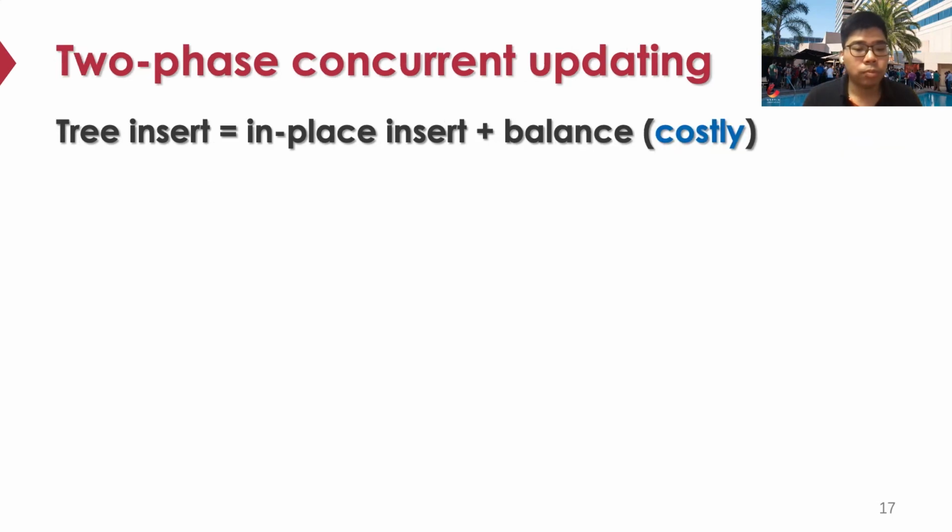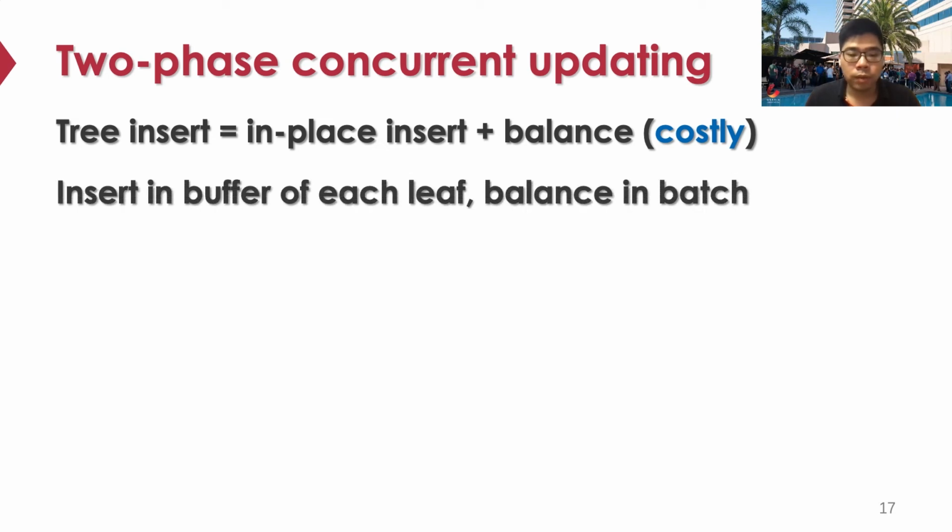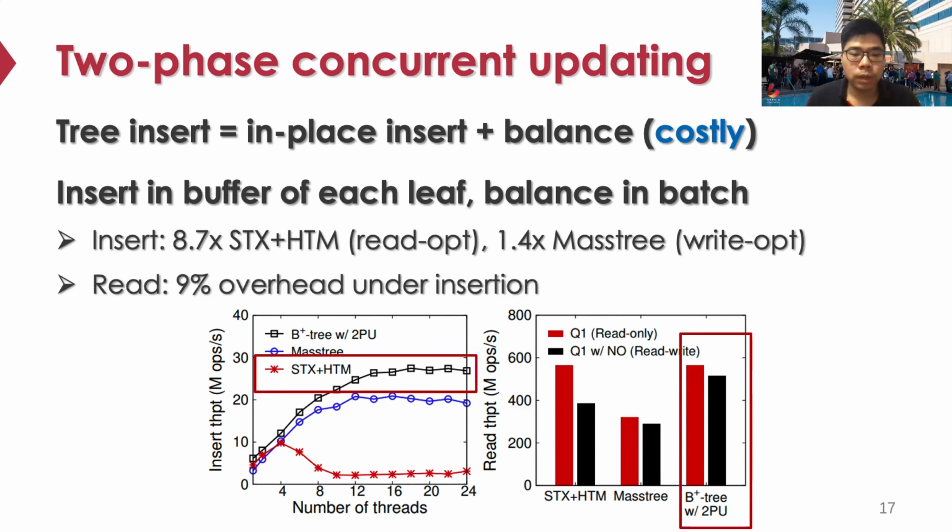The insert operation can be split into in-place insert and strict balance operation. The balance operation is costly, so we insert values in the buffer on each leaf node and balance them in batch. This design can exploit the performance of both the write operation and read operation under the epoch-based design.